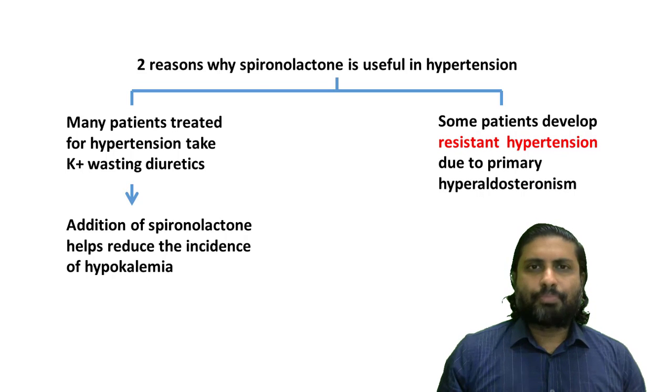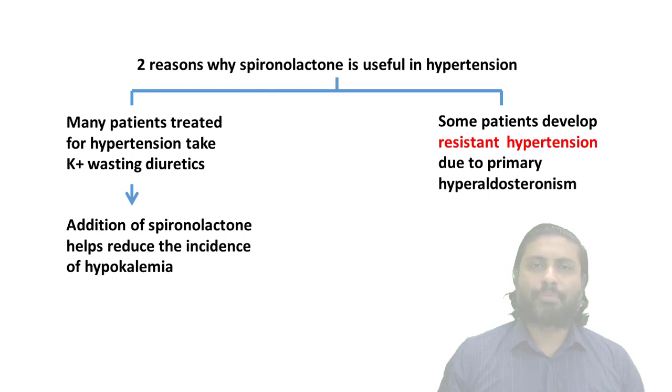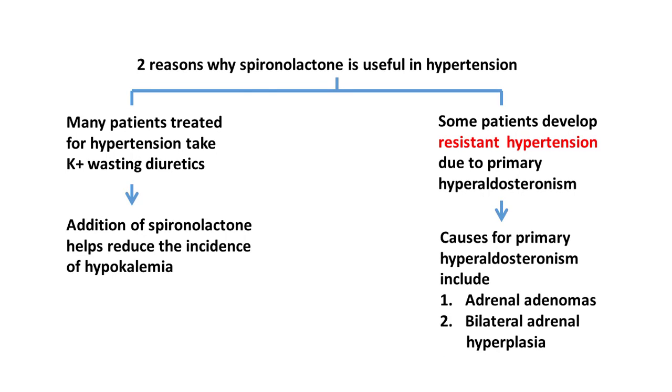On the other hand, there are patients who develop resistant hypertension due to primary hyperaldosteronism, the most common causes of which are bilateral adrenal hyperplasia and adrenal adenomas. So these sort of patients would benefit greatly with the addition of spironolactone. So that's the role of spironolactone in hypertension.